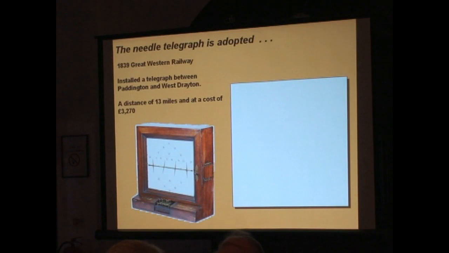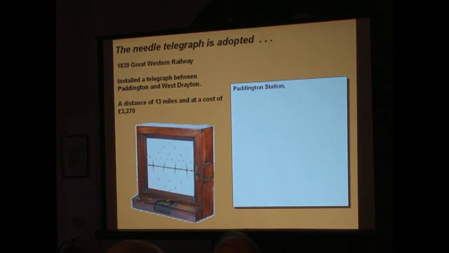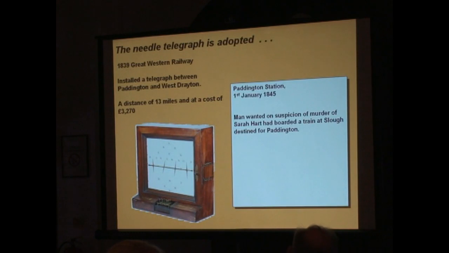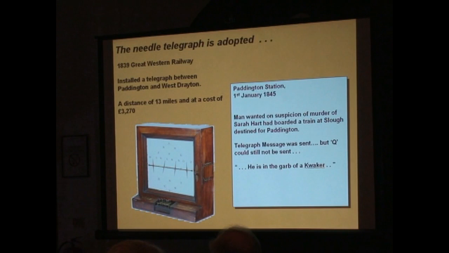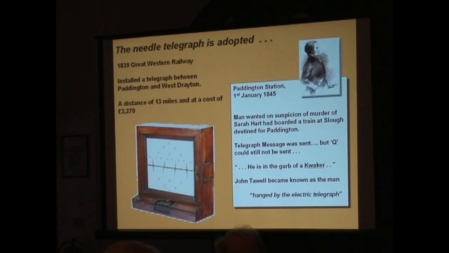And it quickly became useful for other purposes, because at Paddington Station in 1845, a man wanted on suspicion of murder had boarded a train at Slough destined for Paddington, and they needed to get a description across the system, and the telegraph message was sent, but we don't have a letter Q on the 5-needle telegraph, and so the message that was sent said this: he is in the garb of a quacker as opposed to a Quaker. In any case, John Towell became known as the first man probably hanged by the electric telegraph.